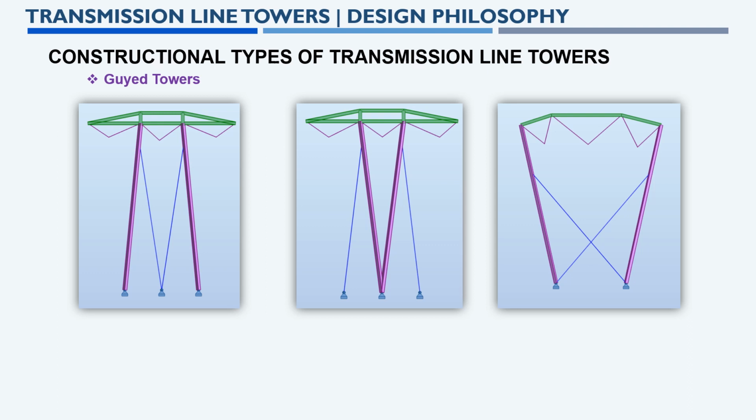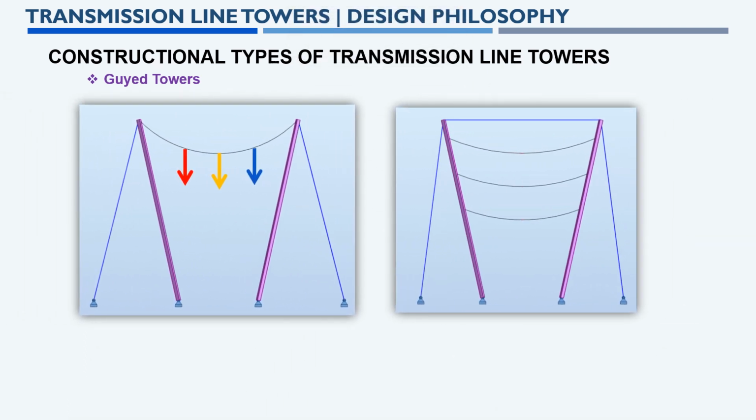Even in guyed towers, there are two types of subdivisions. One is the conventional type. The view which you are seeing, the three images, are the conventional guyed towers. This is the second subdivision, chained guyed towers. In this, the conductor runs inside the two verticals, two main structural members, and these two structural members are connected or tied with guy rope and founded on the ground.